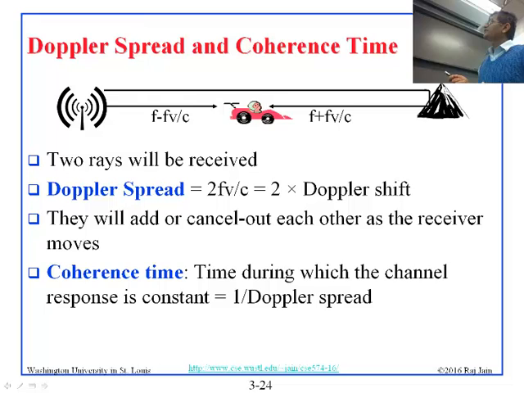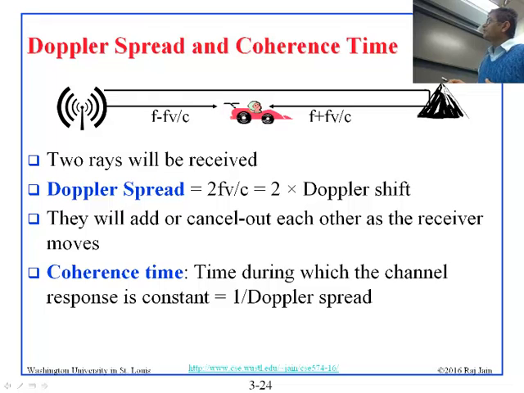So two rays will be received, and the difference between those two would be 2fv upon c, 2 times the Doppler shift. V is the velocity. I was saying mu before, so that was wrong. V is the speed you are going, c is the speed of light, and f is the frequency. So it will be 2 times the Doppler shift, and they will add or cancel out each other as the receiver moves.